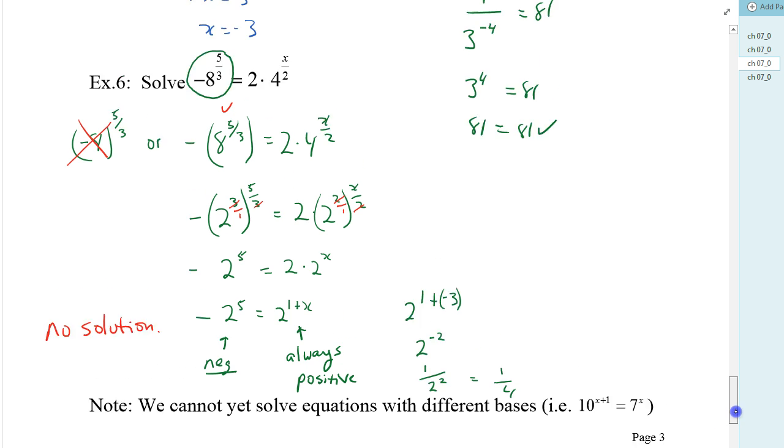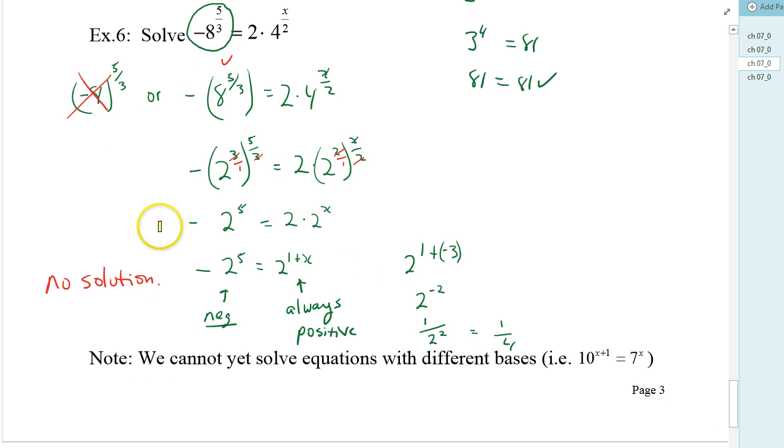The other thing we have at the bottom of the page is a little note here. We cannot yet solve equations with different bases. And the important word here is yet. So it's coming. Soon we'll be able to do that, but not quite yet.